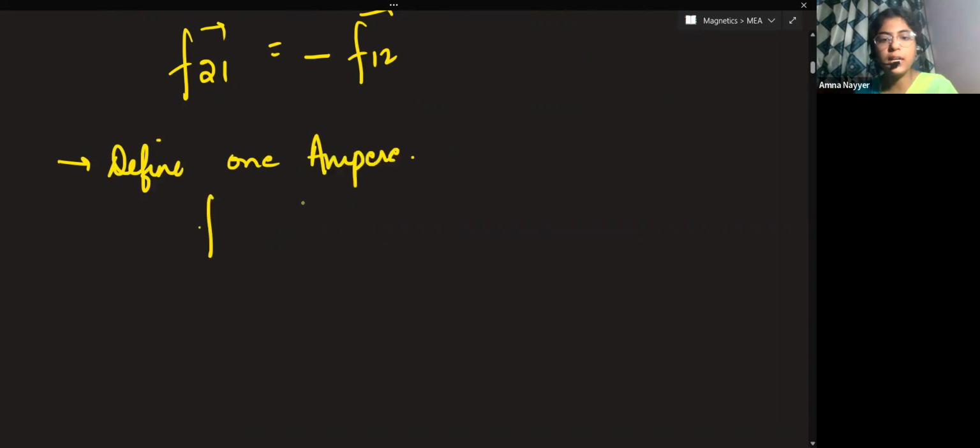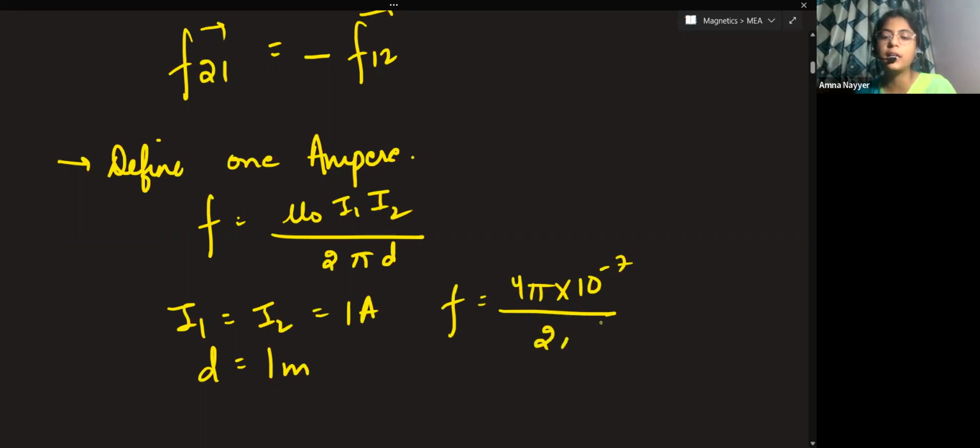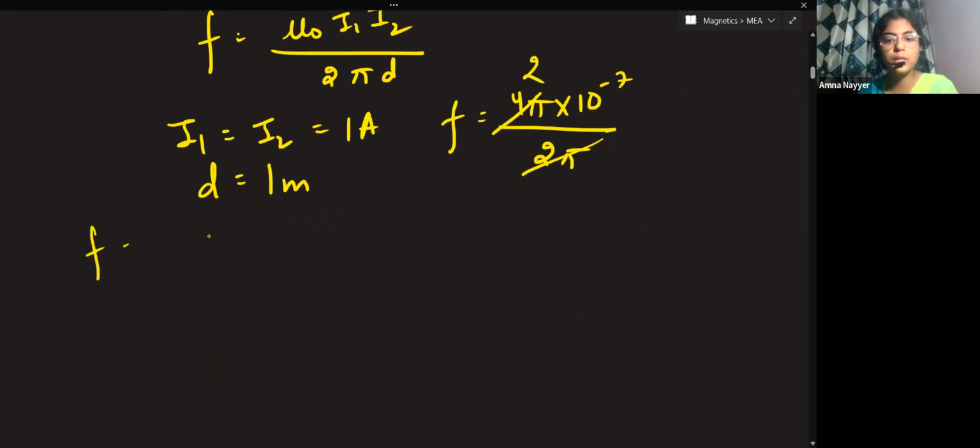So see, F is mu naught I1 I2 divided by 2 pi D. So 1 ampere means I1 is equal to I2, which is equal to 1 ampere. If I write the distance as 1 meter, what is left? F will be equal to mu naught, which is 4 pi into 10 to the power minus 7. This is 1. Here we have 2 pi, so 2 pi gets cancelled. Force becomes 2 into 10 to the power minus 7 Newton per meter.